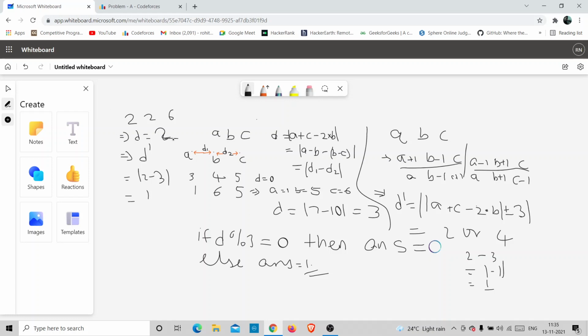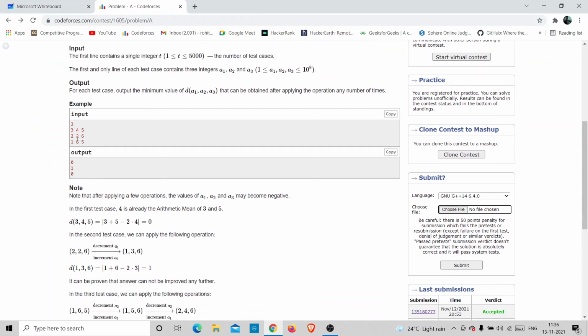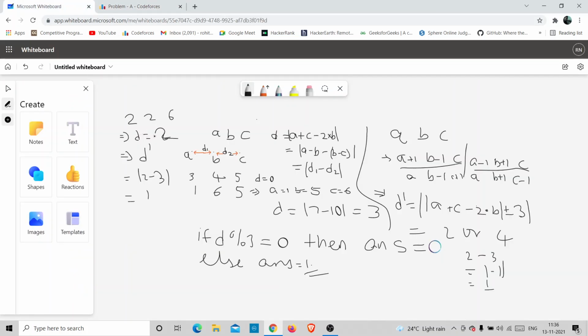For example, let's take this one, right? Here we get d equal to 2, as we said. If d is equal to 2, then it also implies that the next one is going to be 1, which is the minimum, right? Whenever we manipulate it, if we add 1 or decrease 1 and we increase here, we get the answer in multiples of 3. So what it means is that if d1 minus d2 is a multiple of 3, then the answer would be 0.